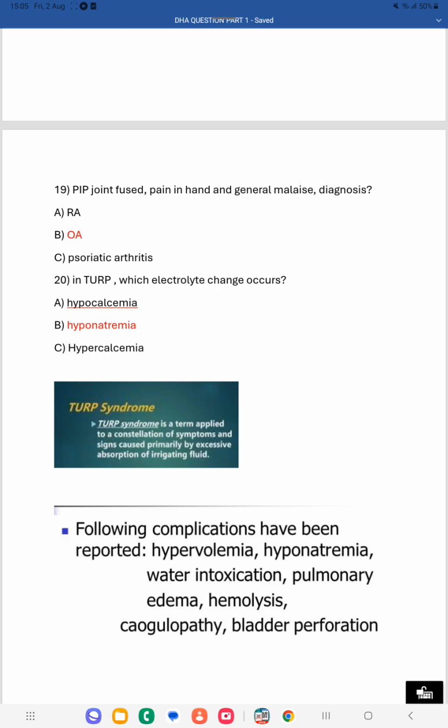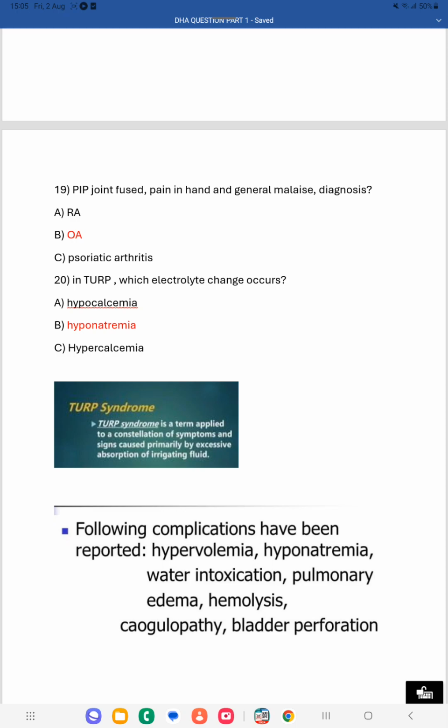While doing this operation, the sinusoids in the prostate will open, so they will absorb all the water content, and because of that it results in water intoxication. So because of that you will be getting hyponatremia. This is the electrolyte change you can see as a complication of TURP. Excessive water gets absorbed into the body, water intoxication, and because of that you will be getting hyponatremia.